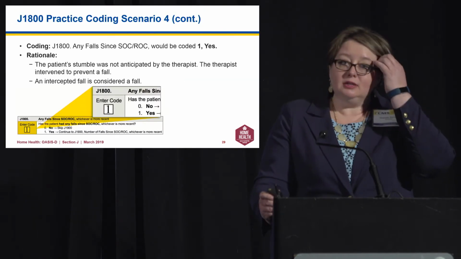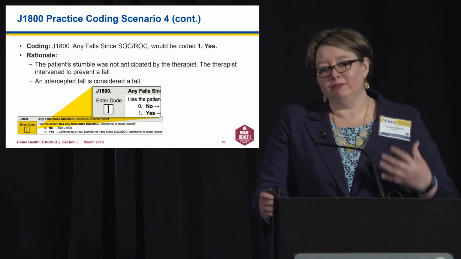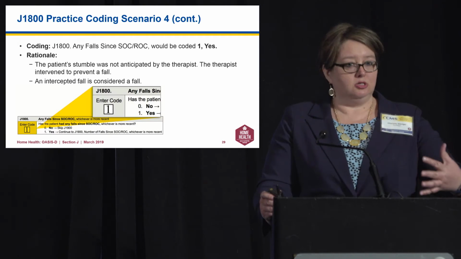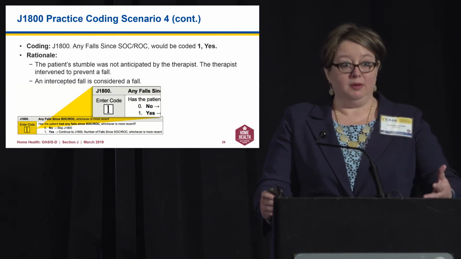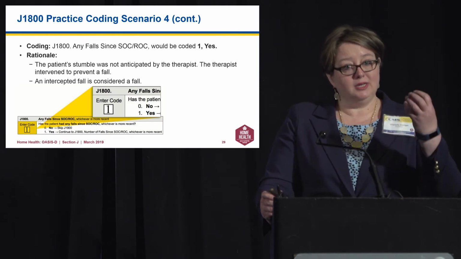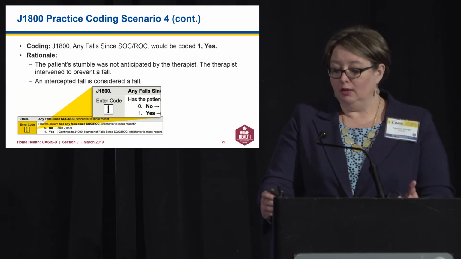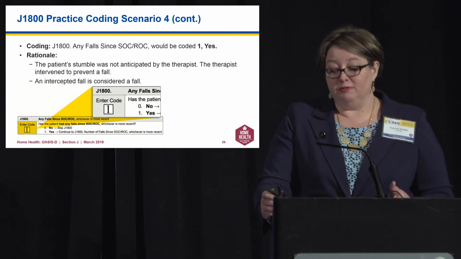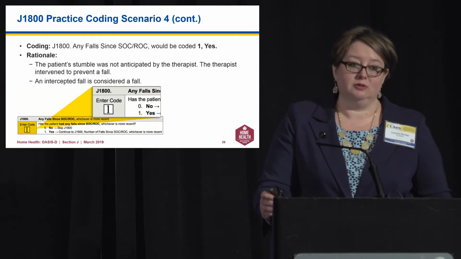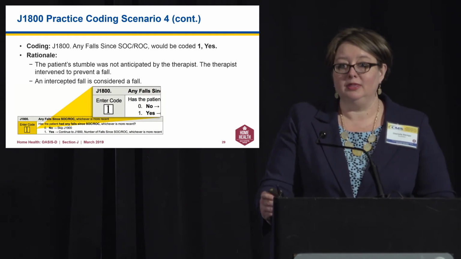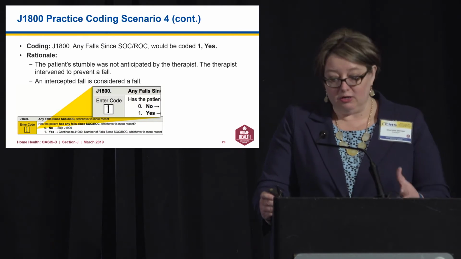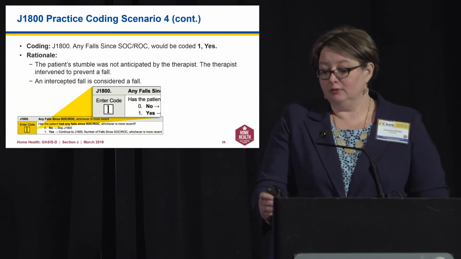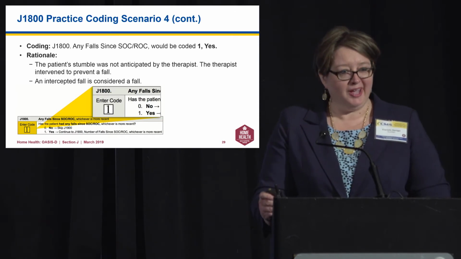Now, the rationale's a little different here because it's a different scenario. We weren't intentionally challenging that patient's balance. They were just ambulating, right? There wasn't an anticipated loss of balance. So the stumble wasn't anticipated, and the therapist intervened to prevent the fall, but you would consider this an intercepted fall in this scenario. And an intercepted fall is considered a fall for J1800. So how'd you guys do?